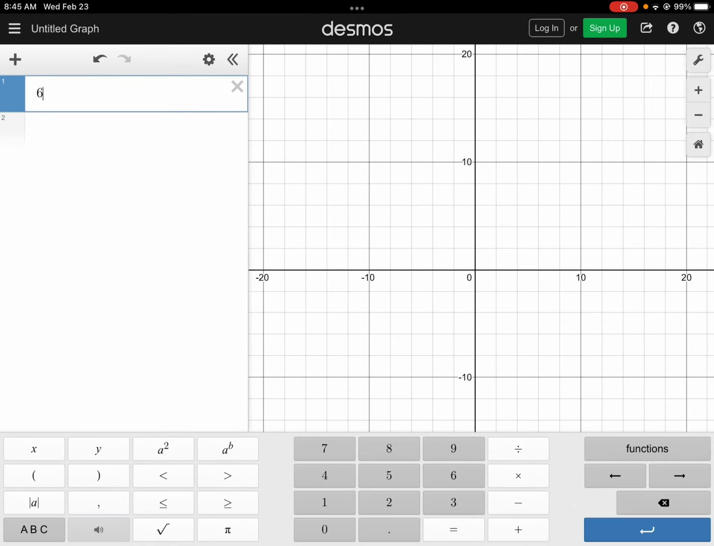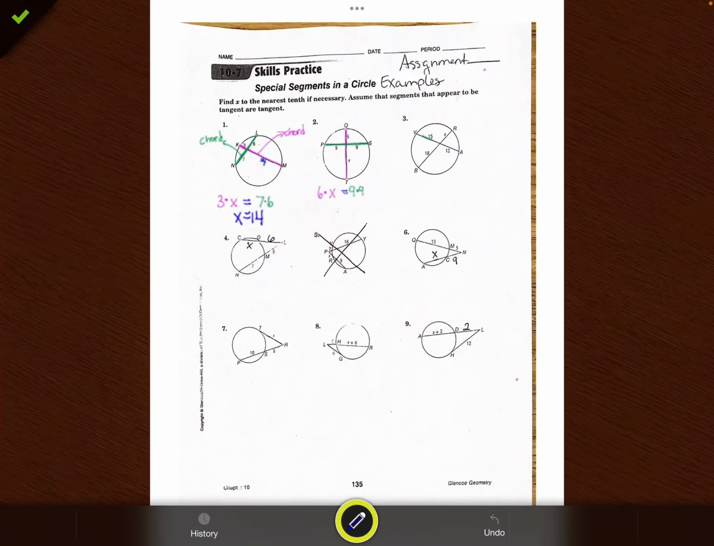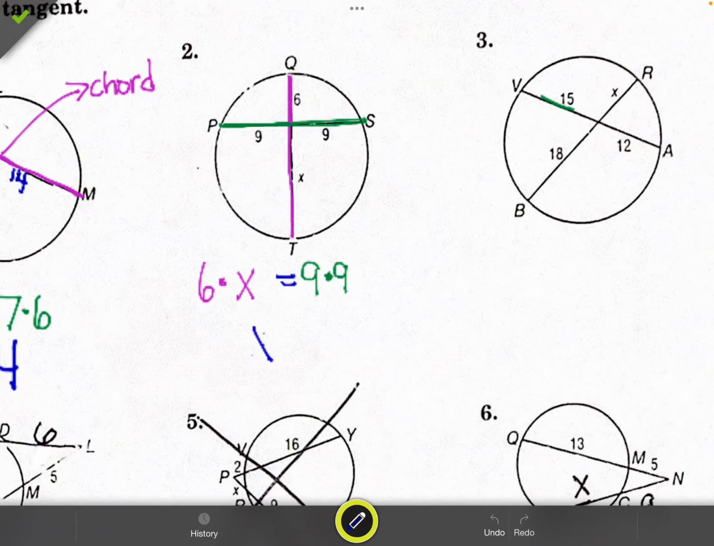You're welcome to do it by hand if you'd like. We got a decimal. That's okay, 13.5. So again, make sure you understand what you figured out. That piece that's labeled X is 13.5. And we don't know the units. They didn't tell us that. But that piece from here to here is 13.5 units.